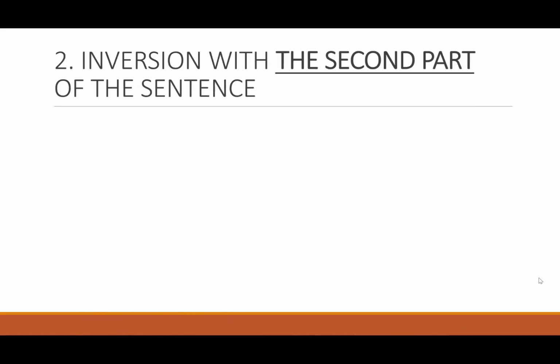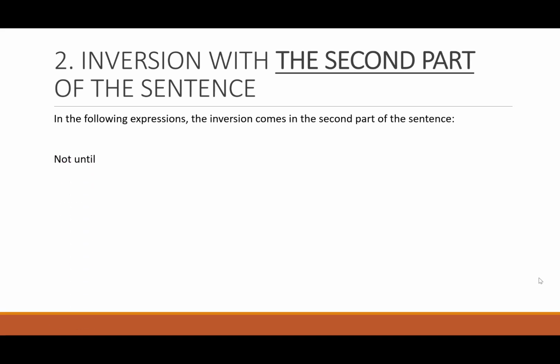Okay, next. We can also make a sentence into inversion with the second part of the sentence. In the following expressions, the inversion comes in the second part of the sentence. We use this with several adverbials. For example, not until. Look at the sentence. I wouldn't believe he was safe until I saw John with my own eyes.